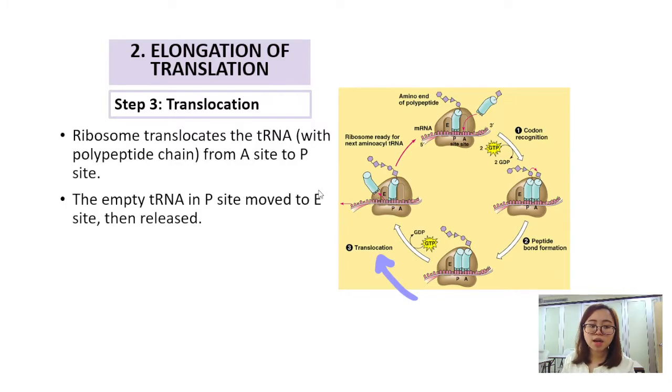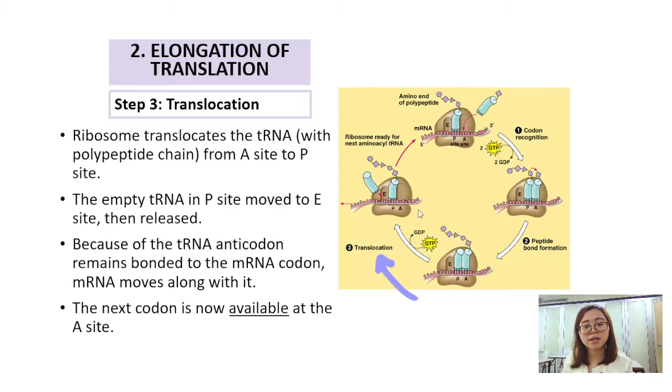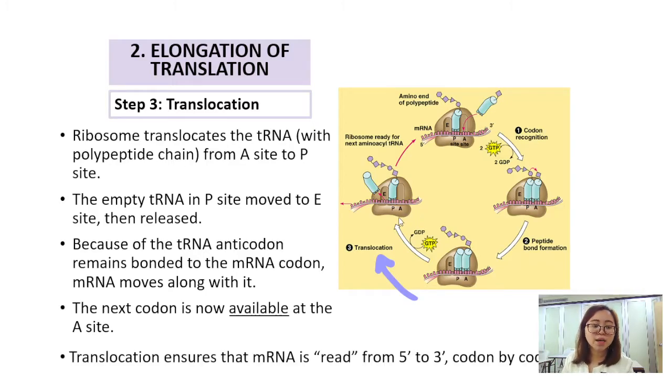So the empty tRNA that was previously in the P site is now moved to the E site and then released. Because of the tRNA anticodon that remains bonded to the mRNA codon, the mRNA will move along with it. So mRNA pun akan ikut bergerak bersama. So now the next codon is available at the A site. Sekarang A site kosong lagi, codon seterusnya ready untuk next tRNA.